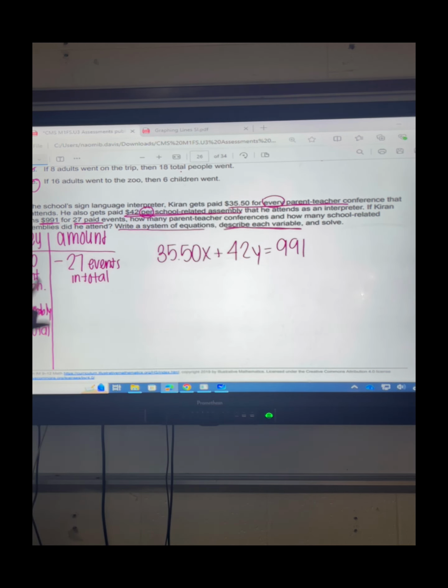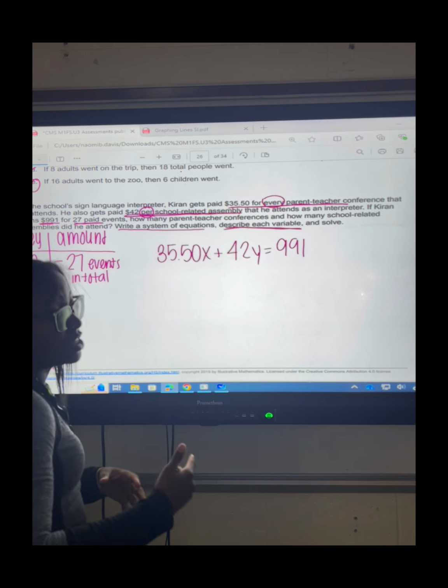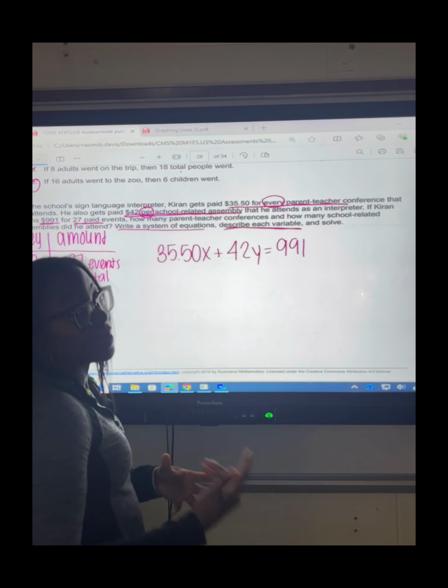Now I need my amount equation. This one was tripping us up because it's not a lot of information over here. Because all we're talking about is the amount of events. The amount of parent-teacher conferences plus the amount of assemblies equals 27. We're not talking about how much each costs. We're talking about how many we do.